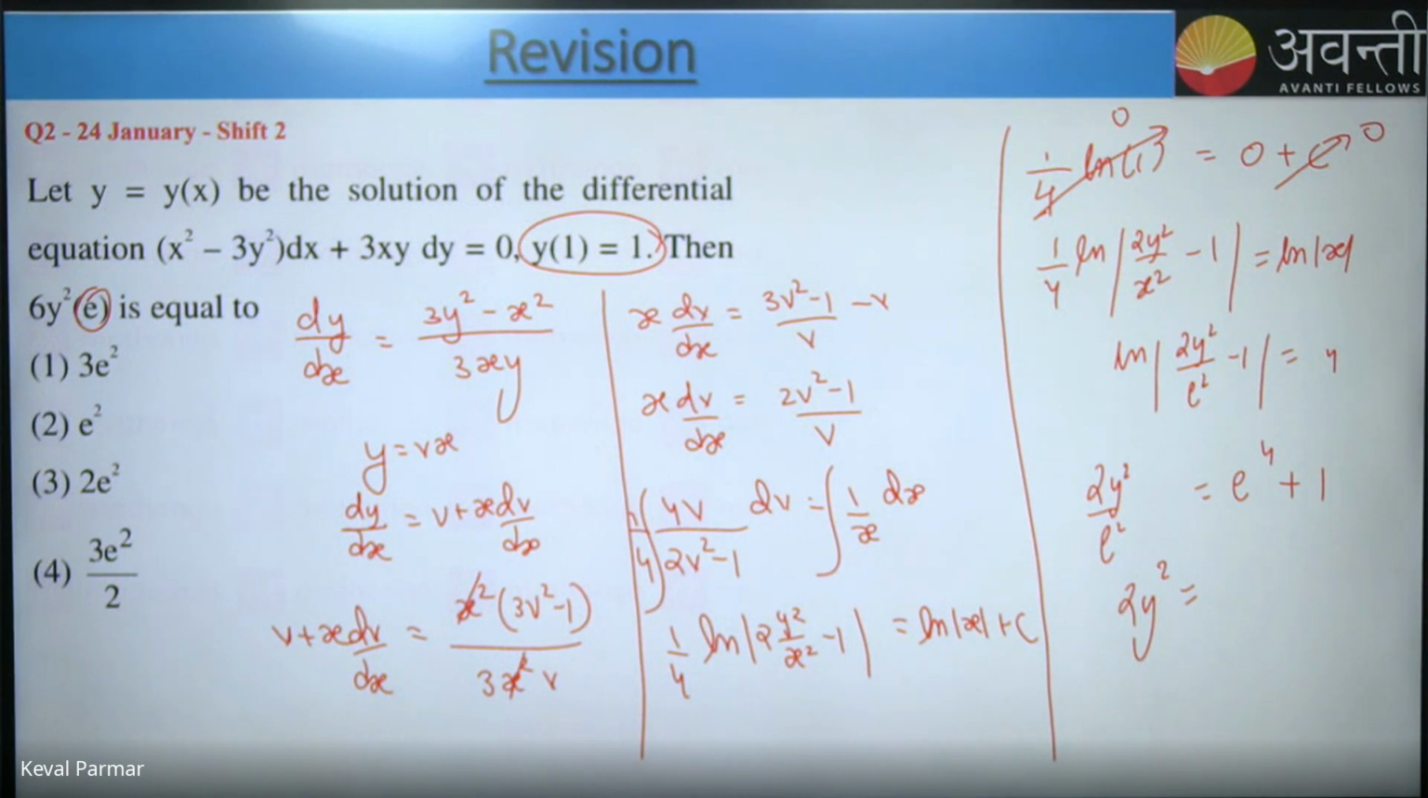I think did we make an error or not? Because there is no option 6y square e we want. 6y square e, guys. Did we make an error?